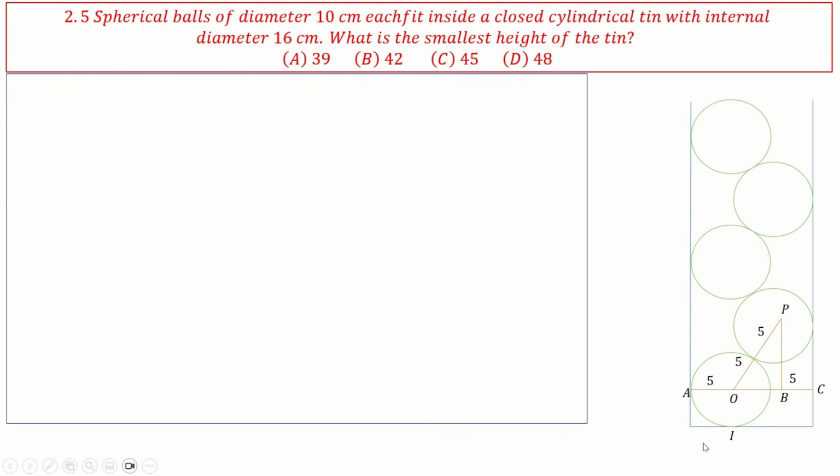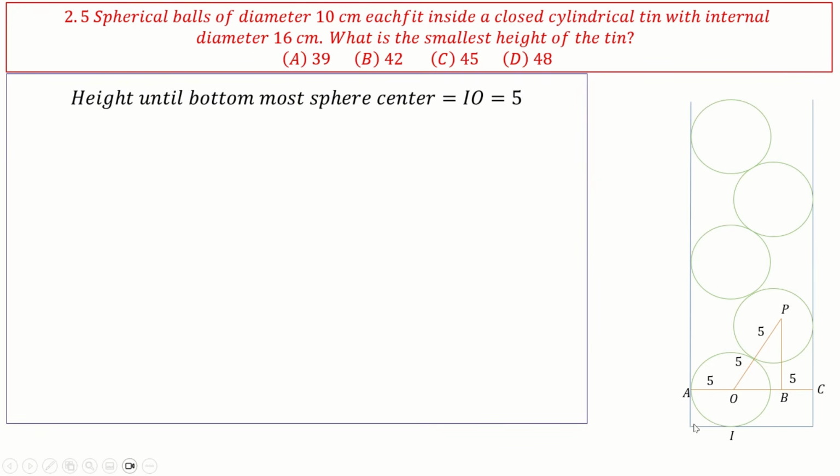We know that this is AC, 16 centimeters, which is given. And this is 5 centimeters, so obviously IO is also 5 centimeters. And this is 5 centimeters. BC is also 5 centimeters. So obviously OB will be 6 centimeters. Now it forms a right angle triangle here, so I can easily find the value of PB. Correct. So let's see what PB is.